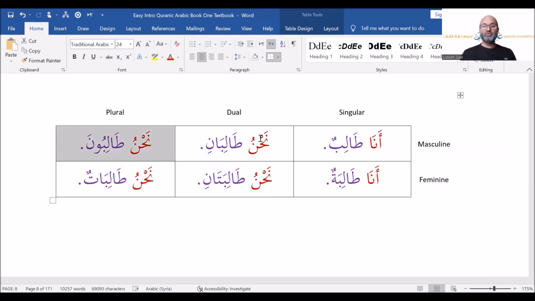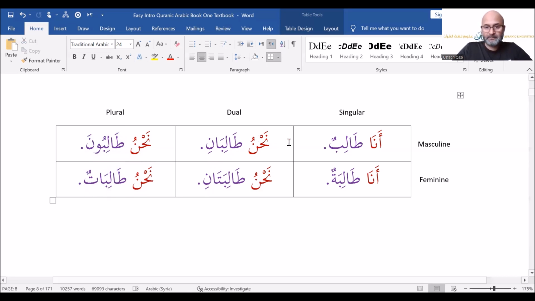Nahnu talibuna. We are three or more students. Nahnu talibat. Three or more females only students. Mixed crowd, you go with talibuna.